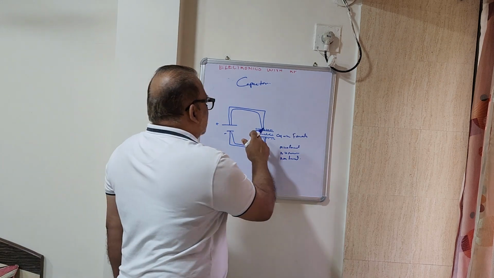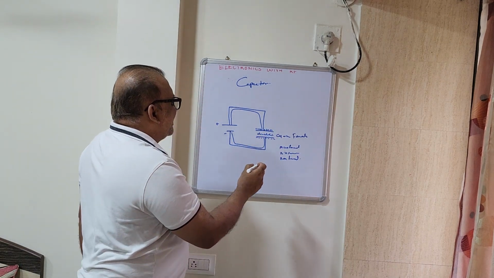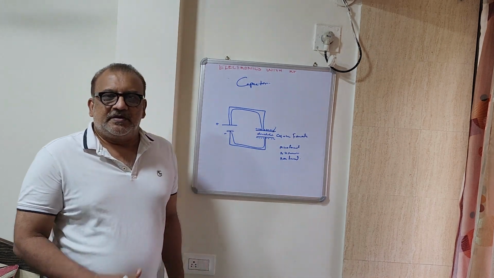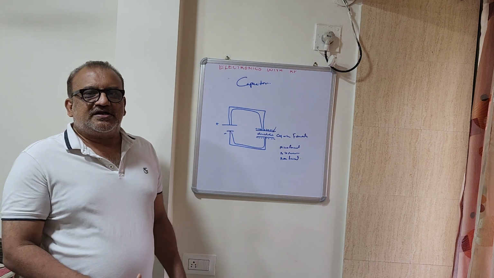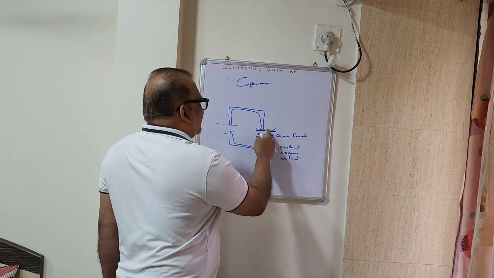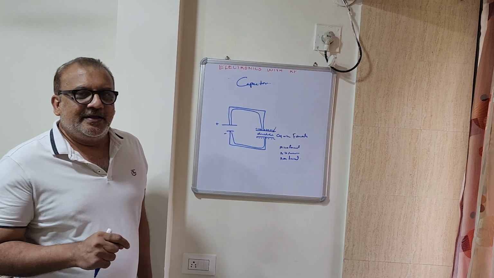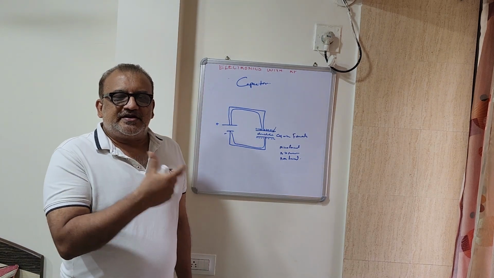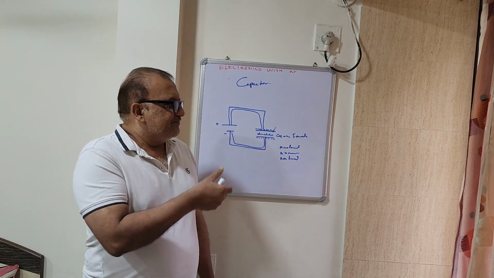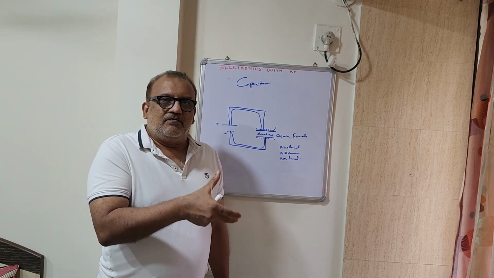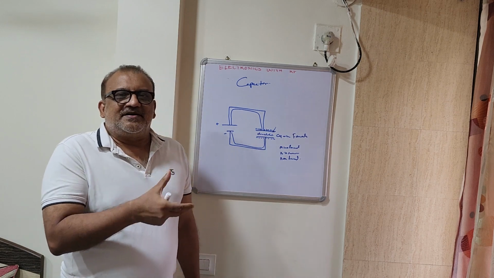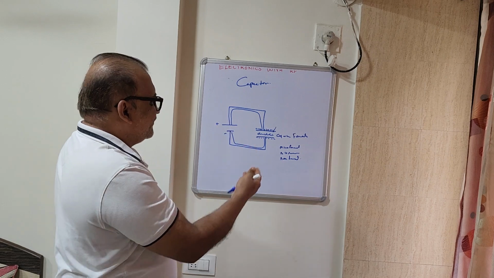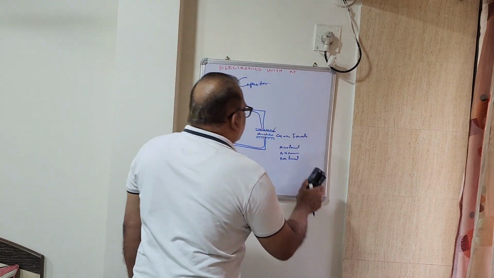Now, the charge stored is directly proportional to the length of these plates. If the plate is big and long, more charge will be stored. It also depends on the distance between the two plates. If the distance between the two plates is small, then also a large amount of charge can be stored. If the distance between the two plates is more, then less charge will be stored in that capacitor. So this is the capacitor which will be used in electronic circuits.